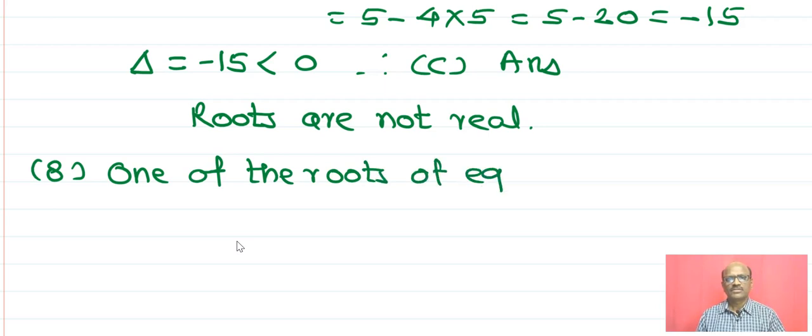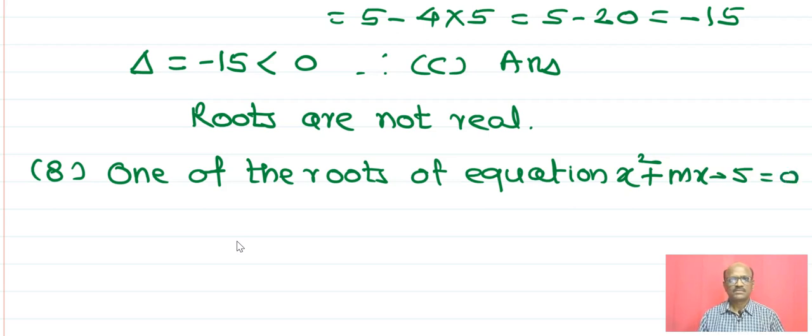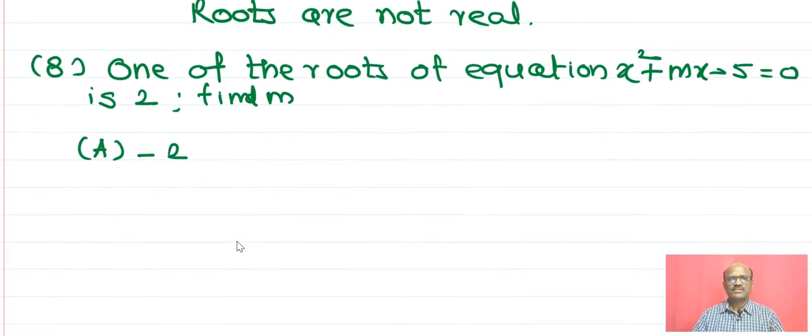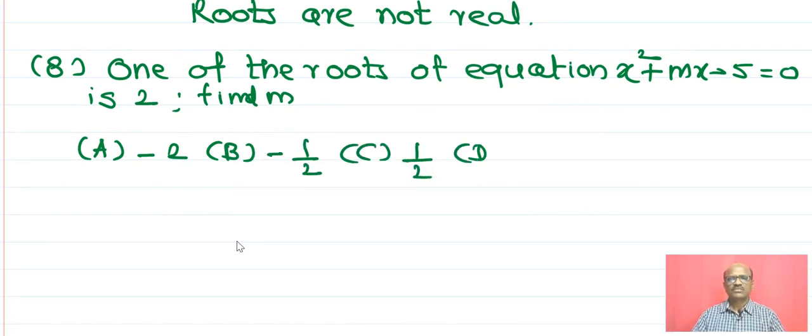One of the roots of the equation x square plus mx minus 5 equals to 0 is 2. Find m. The options are: A, minus 2; B, minus 1 upon 2; C, 1 upon 2; and D, 2.